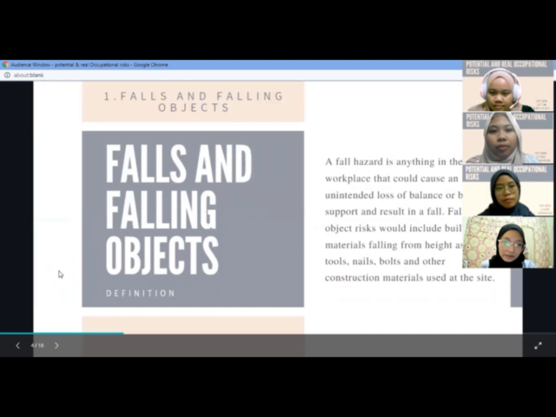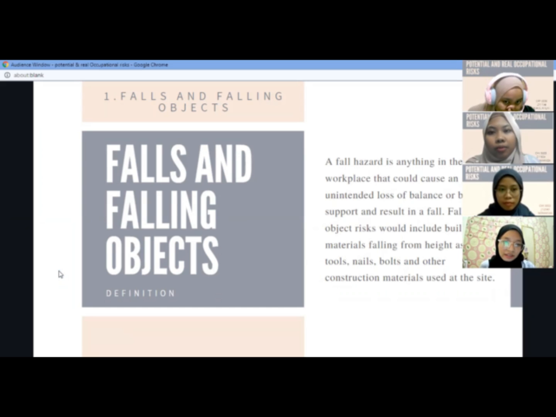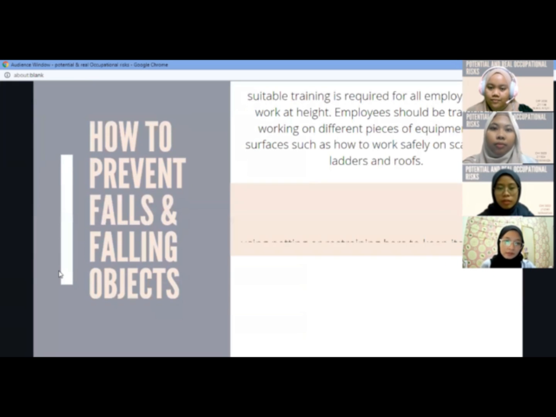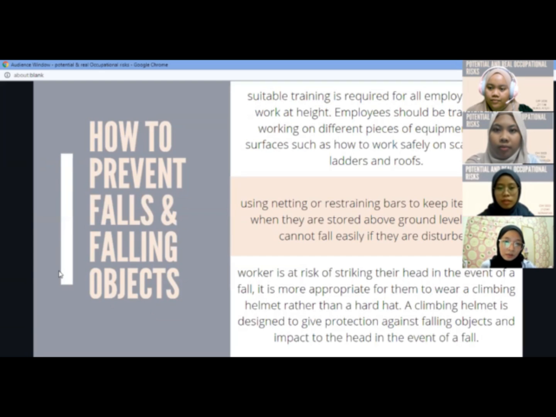For the first hazard, which is falls and falling objects, a fall hazard is anything in the workplace that could cause an unintended loss of balance or bodily support and result in a fall. Falling object risk would include building materials falling from height as well as tools, nails, bolts, and other construction material used at the site. To prevent falls and falling objects, a suitable training is required for all employees who work at height.